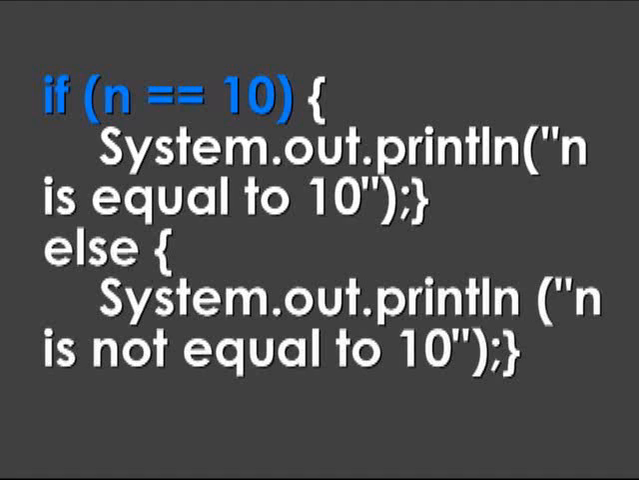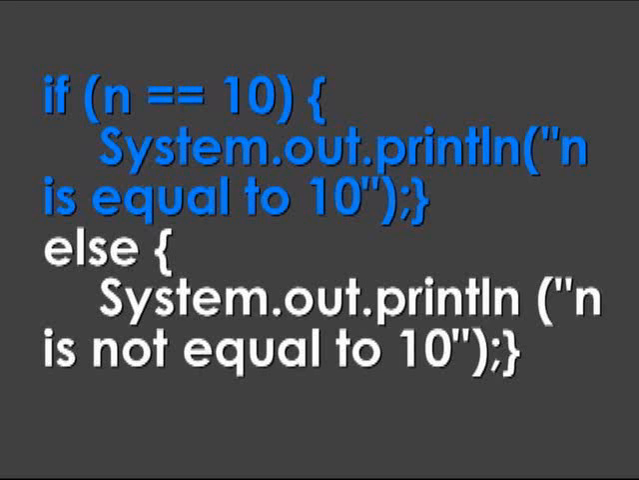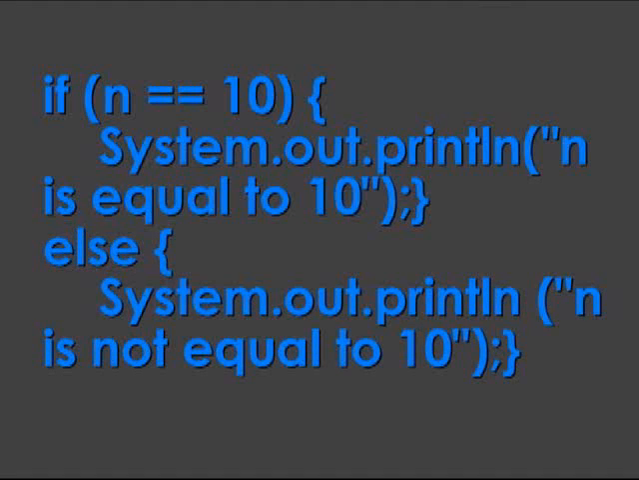expression is true, then you go through the statement System.out.println, in that case n is equal to 10. And if this Boolean expression is false, you jump this first statement and you go straight to the else statement, which is you print on the screen n is not equal to 10.